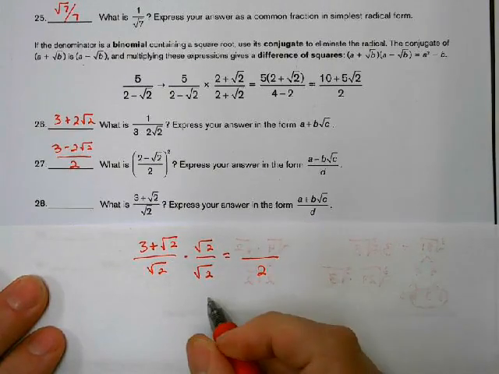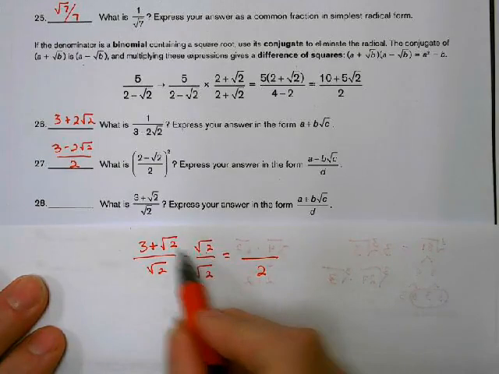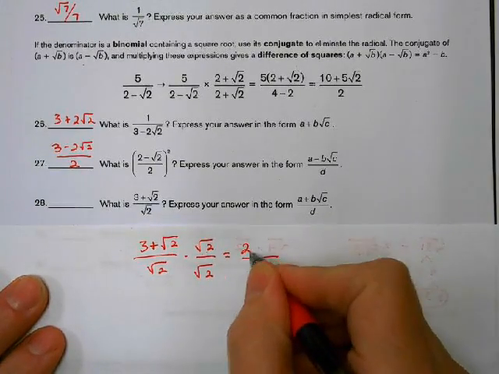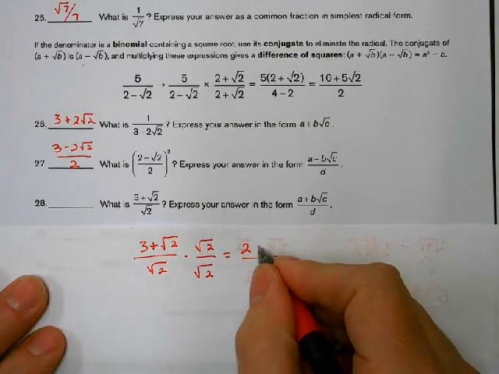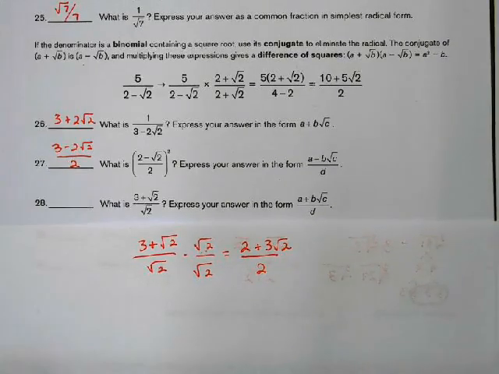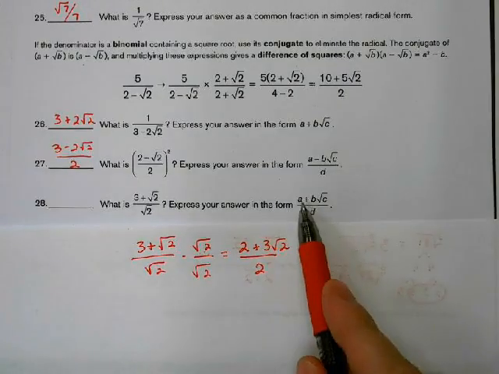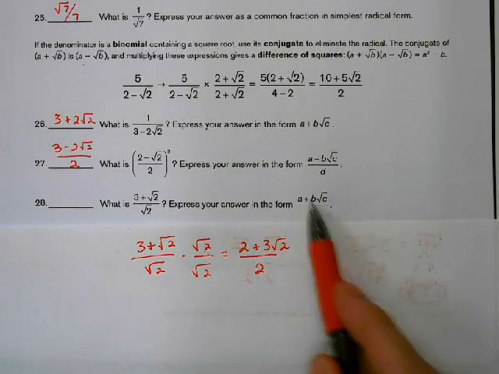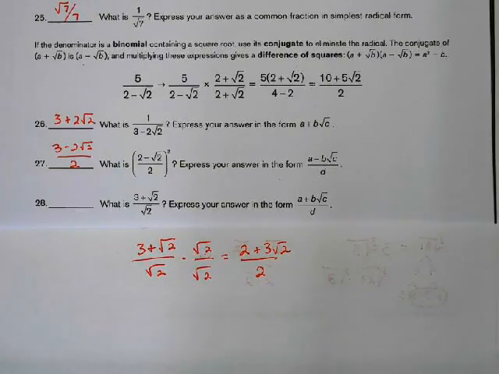And then over here, root 2 times root 2 is 2. And root 2 times 3 is 3 root 2. So we have to distribute the root 2 to both of these. It wanted them in this format where the integer was first and the irrational number was second. That's why I did it in that order. So our final answer is 2 plus 3 root 2 over 2.